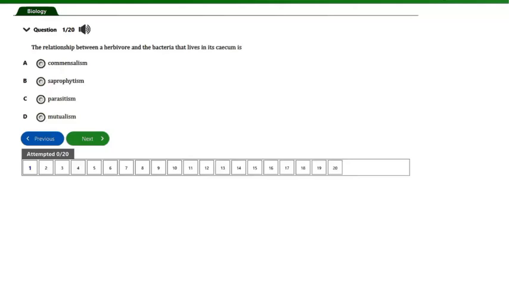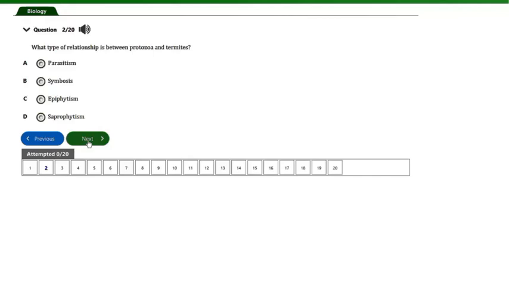Actually, the herbivore helps to provide shelter and also provides food for the bacteria, whereas the bacteria, on the other hand, helps the herbivore to digest cellulose. So guys, the answer to this question is option D. So let's look at the next question.